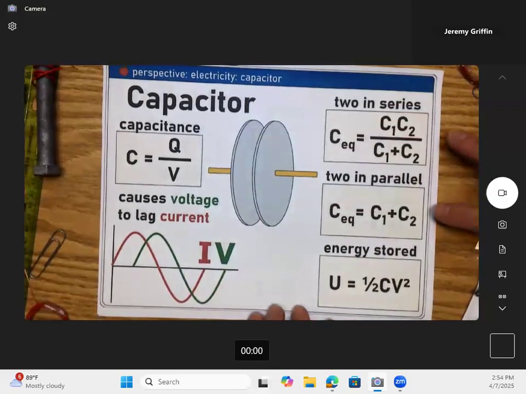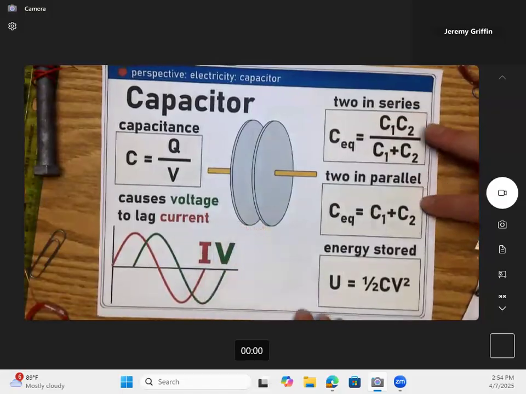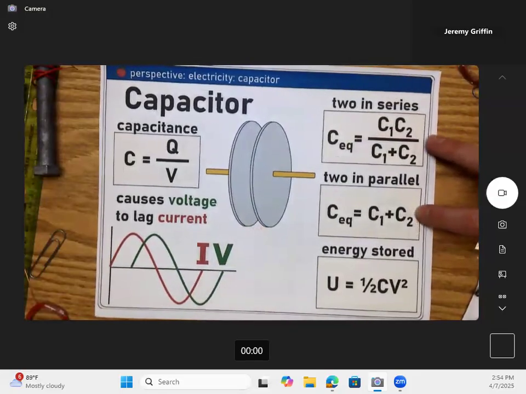If you have multiple capacitors in a circuit, it turns out that the rules for adding capacitors together are exactly opposite of what they were for resistors. You guys remember two resistors in series?